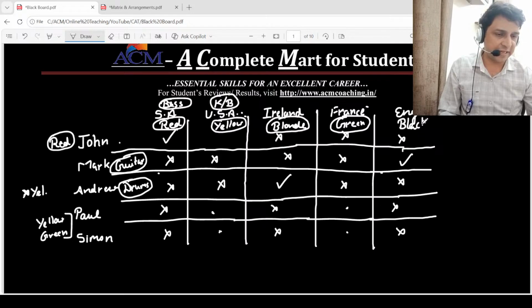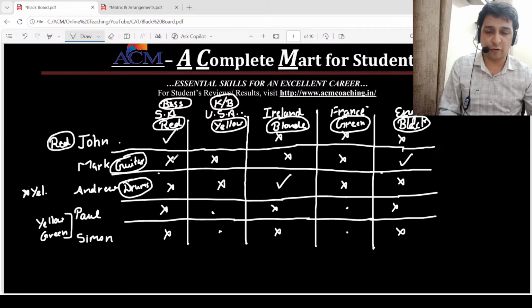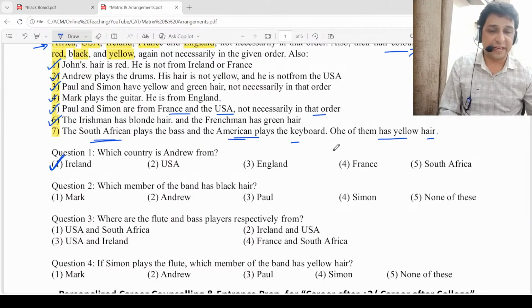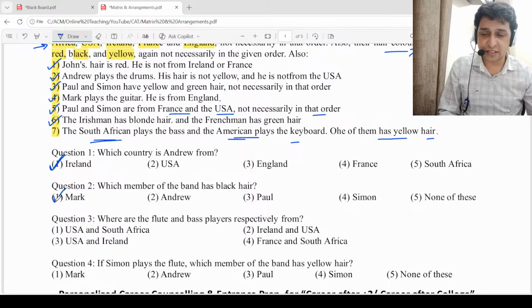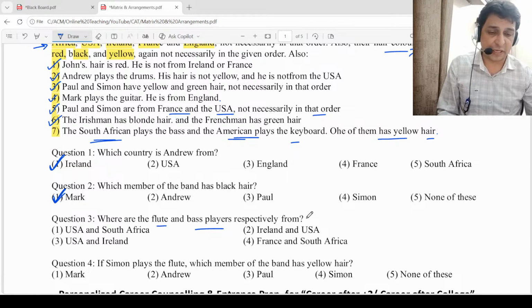So the person who's from England, the color of his hair is going to be black, and black, that is from Mark. Mark is from England. That means the answer, which member of the band has black hair? That is Mark. Where was the flute and bass player or bass player comes from?